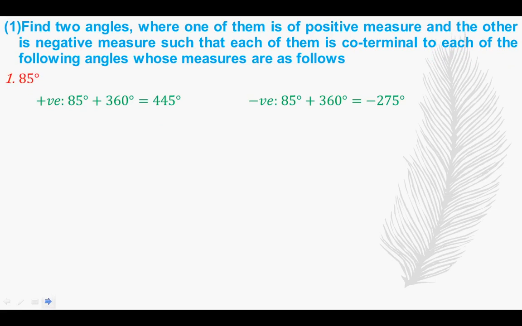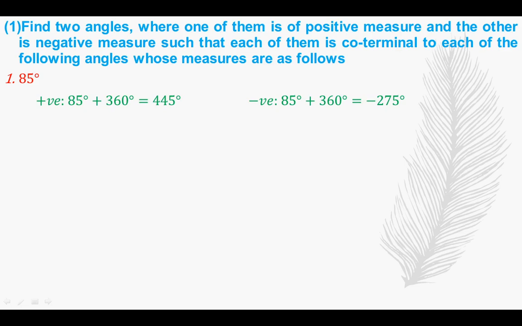Find two angles, where one of them is positive measure and the other is negative measure, such that each of them is coterminal to each of the following angles whose measure is as follows. Here we have an angle, its measure is 85, and we need two coterminal angles. One of them is positive and the other is negative.